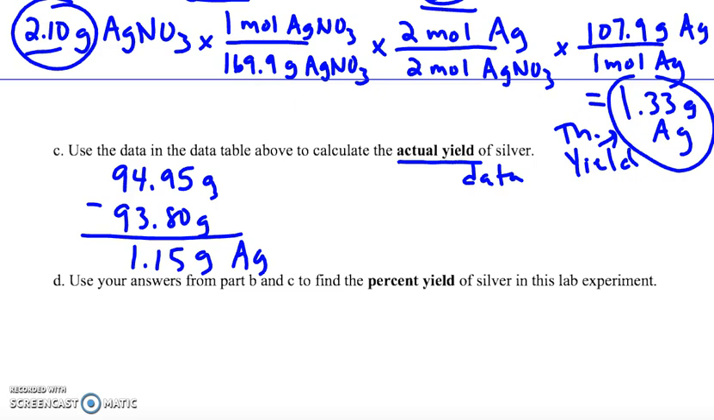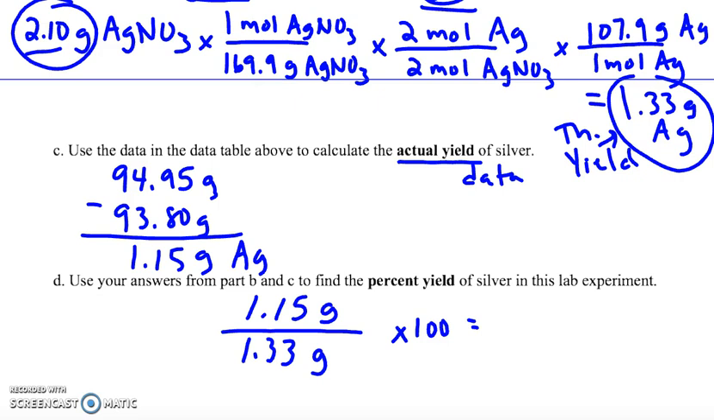That's our actual yield. All right, so now we're just doing a simple percent yield problem. So we have 1.15 grams actual yield over 1.33 grams theoretical yield multiplied by 100. We're working with 3 sig figs here, so we end up with 86.5% yield.